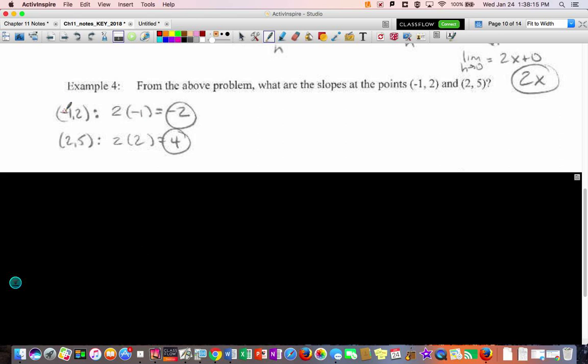So when you put negative 1 in, 2 times negative 1 is negative 2 for a slope. And I would write this as m equals negative 2. And do the same for the 4.